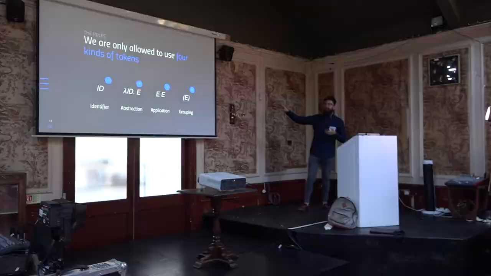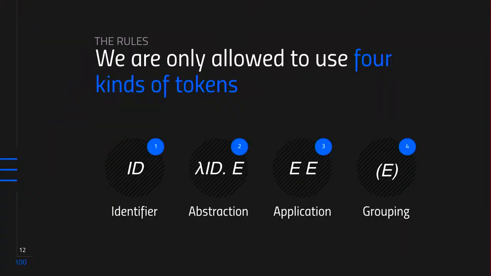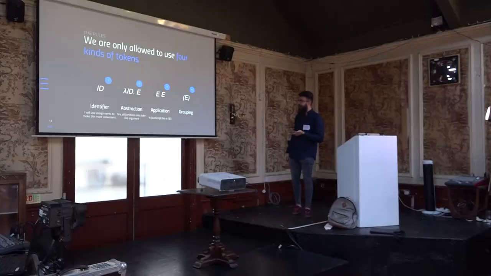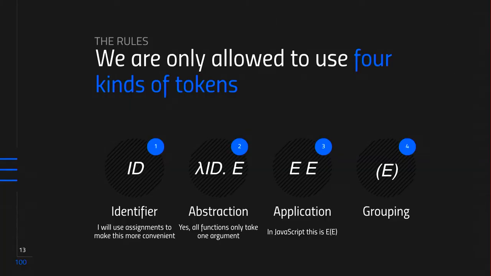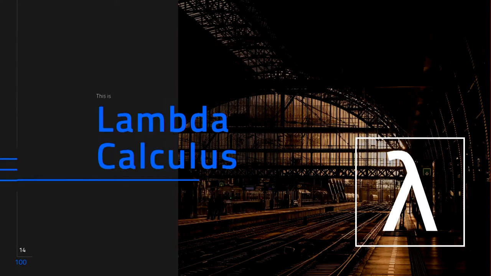And these are the rules. So I can only use things that are actually allowed in Lambda calculus. So I can only use identifiers, abstractions, which are functions, function application, and grouping parentheses, which you see a lot in this talk. You might even call this Lisp in the end. Well, who knows? But I'm going to make some concessions. So I'll use assignments to make this more convenient. Yes, all functions will only take a single argument, obviously. And application in JavaScript has parentheses. So that's it. Those are the rules, right? So let's ruin things with Lambda calculus, right?